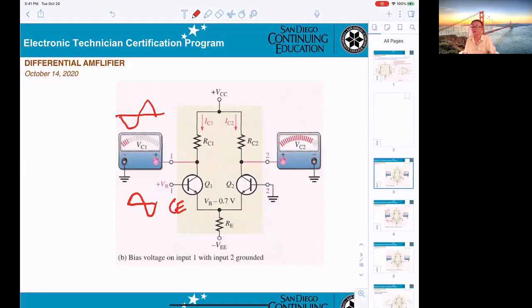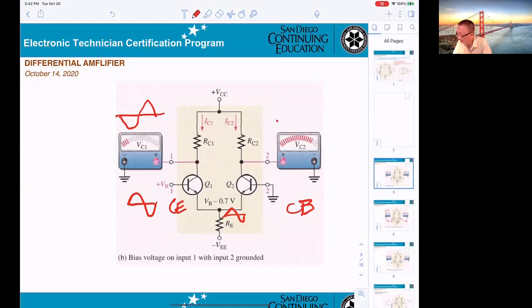Now we talk about Q2. Who can tell me the name of that amplifier? CB. Perfect. This is a CB. The signal in here, you can get the sine wave. Input is applied to the emitter, output from the collector. So that will be CB.